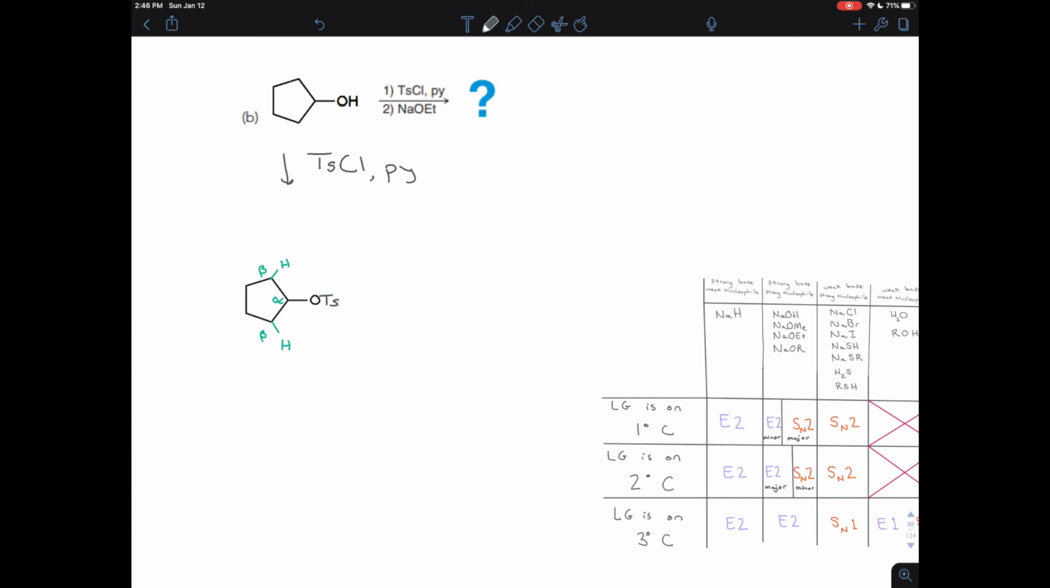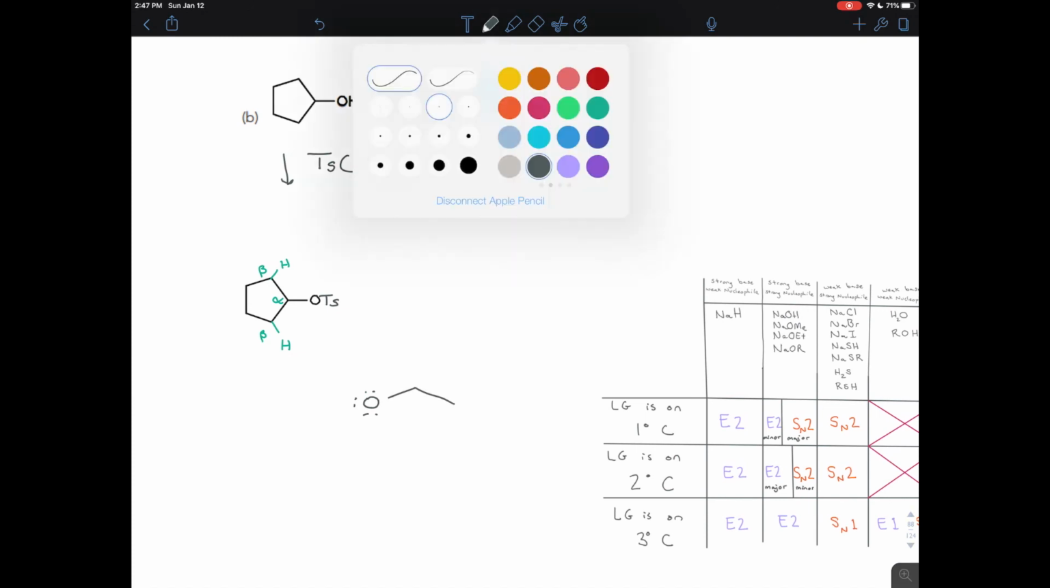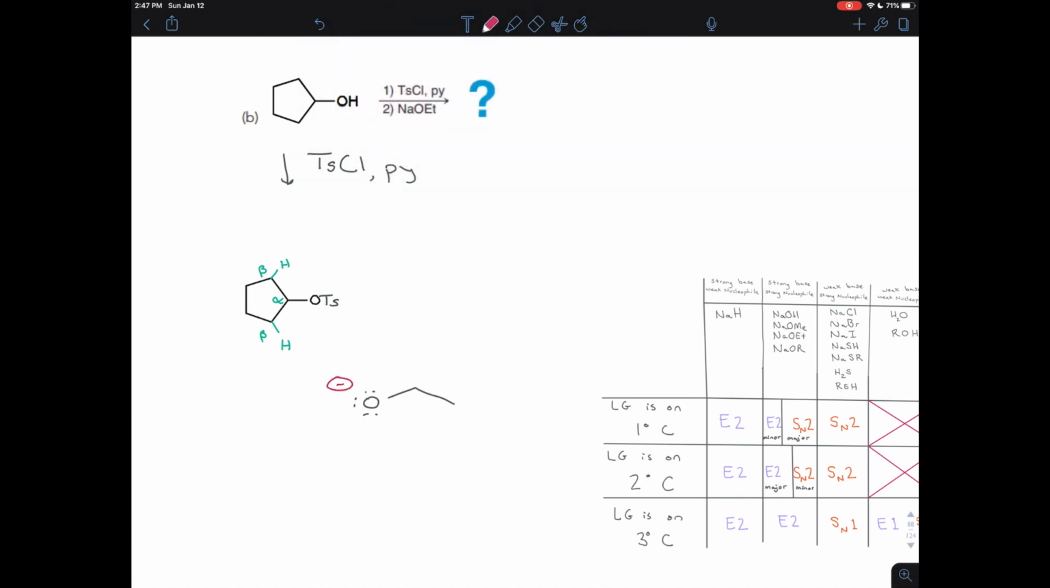So here we have sodium ethoxide, and what that looks like is you have an oxygen with a full negative charge and an ethyl group. That's ethoxide, and that's being balanced out by the positive charge on the sodium. So that's what this NaOEt is. The Et is an ethyl group.